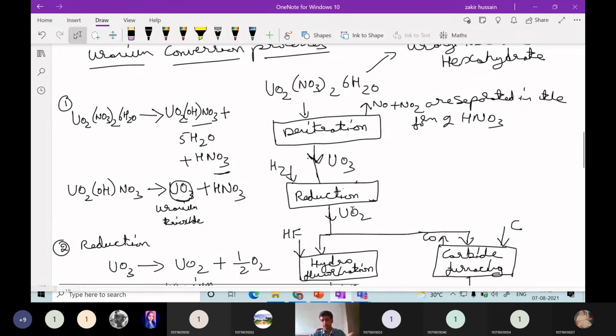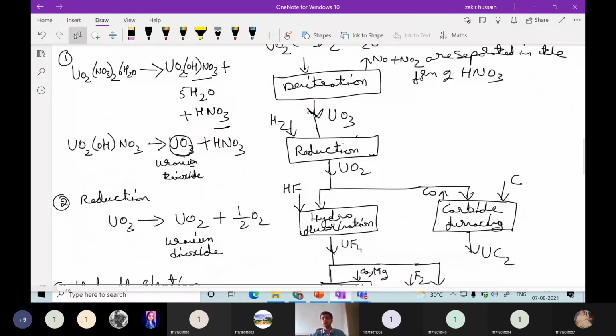So the reduction reaction, we know that one. Reduction means removal of oxygen. So to remove that, we have to add hydrogen to that particular UO3. Then UO3 will come as UO2, which is uranium dioxide, along with liberation of half a molecule of O2.